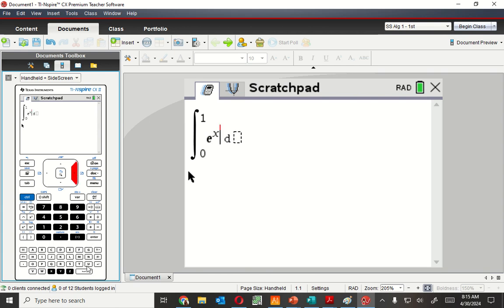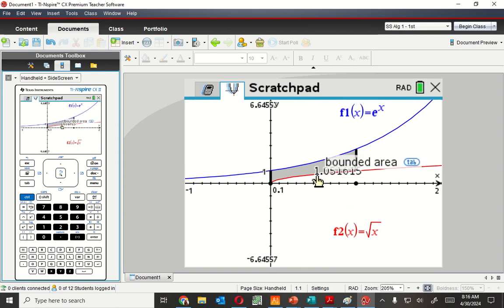And this is e to the x, arrow over, minus square root of x, comma, that's an x, and then dx. Is that the same thing we got earlier? 1.052. 1.052.